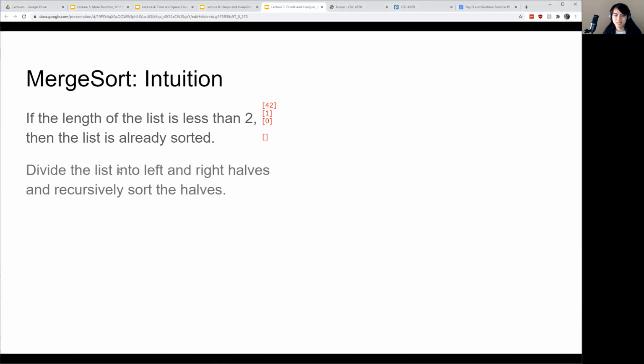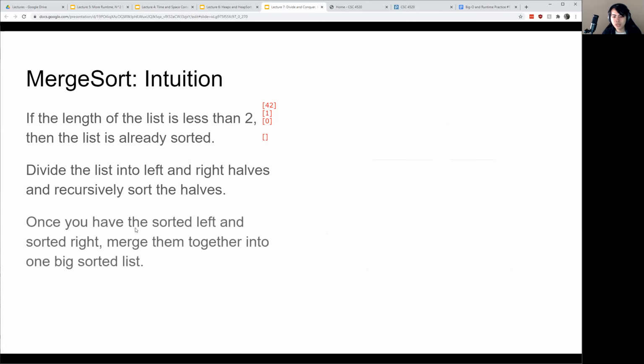Otherwise, we're going to take the list that we got passed in that's bigger than size 1, and we're going to divide it into a left half and a right half. And then we're just going to call MergeSort on the halves. If you've seen this before, hopefully this is just a refresher. If you've never seen this before, prepare to have your mind blown. Because the trick is somehow MergeSort will sort the left half and the right half magically for us. They're already sorted by the time we're done with this step. And then once we have the sorted left half and the sorted right half, we're going to merge them together into one big sorted list.